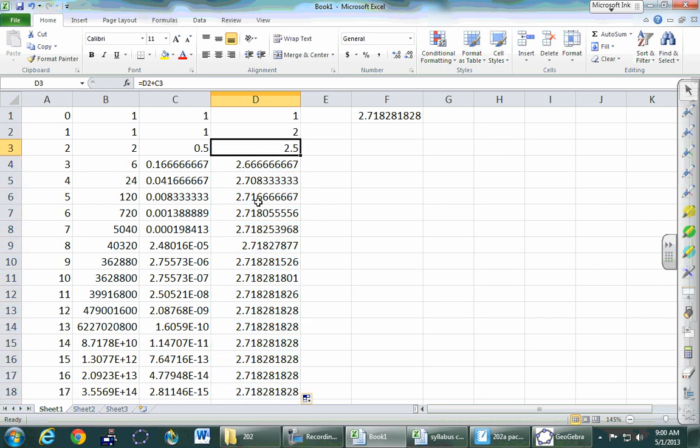2.5 is that one. And if we keep adding, eventually it starts repeating like way down here. So 2.718281828. And then it changes, but it's repeating itself, I should say. And up here is where I asked Excel for e to the first power. So after only 12 terms, we've got it to agree to like the 8th decimal place.